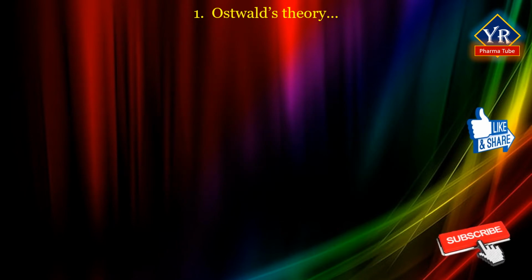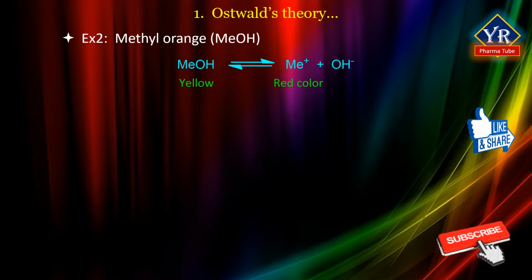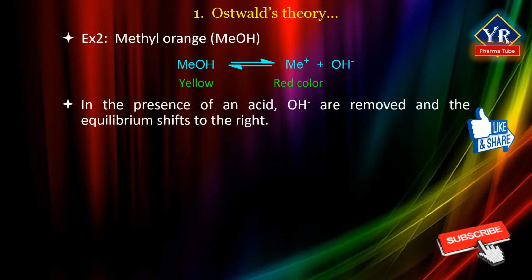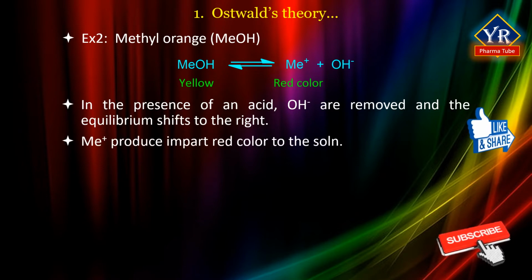The second example, methyl orange indicator, represented as MeOH, is a very weak base and is ionized in solution as shown in the equation here. In the presence of an acid, hydroxide ions are removed in the form of water molecules and the equilibrium shifts to the right hand side. Thus, sufficient anions of methyl orange are produced which impart red color to the solution.